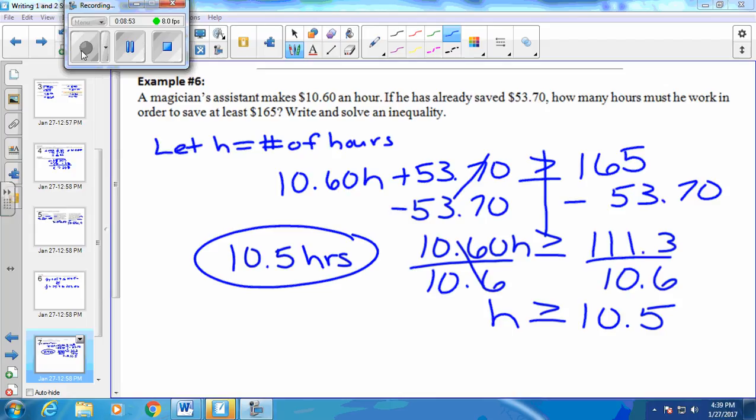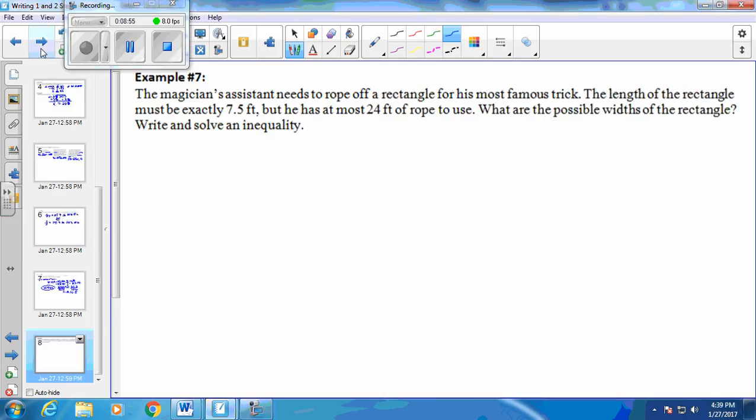Okay? Moving on. Now that magician's assistant needs to rope off a rectangle for his most famous trick. The length of the rectangle must be exactly 7.5 feet, but he has at most 24 feet of rope to use. What are the possible widths of the rectangle? They want us to write and solve an inequality. So they're asking for us to be listing the possible widths. That's what we don't know. So that's what we're going to be looking for.